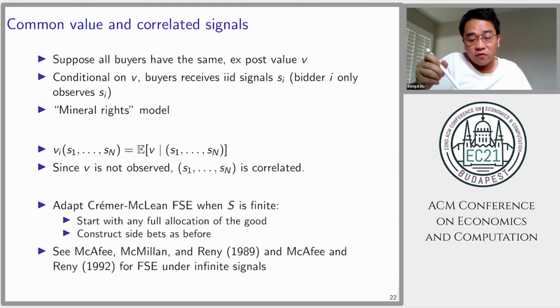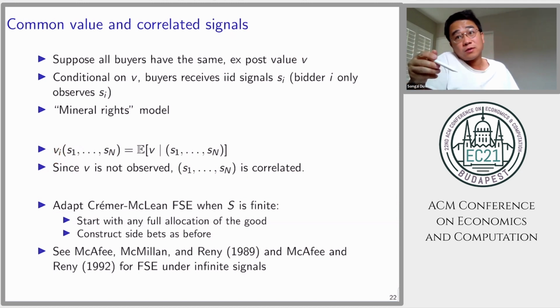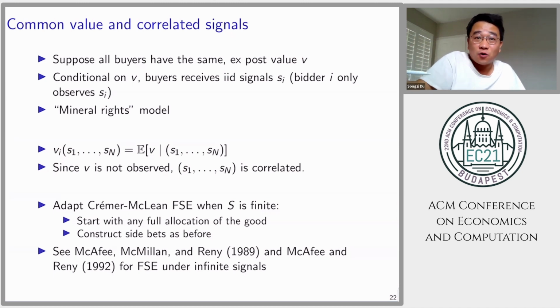Okay, so therefore, in terms of the interdependent valuation function, we have Vi. It depends on the realization of everyone's signal or type, which is just the conditional expectation given the type profile. Okay, so here it is a common value model because this function Vi is the same for every bidder. So this is a natural setting where we will have correlated signals.